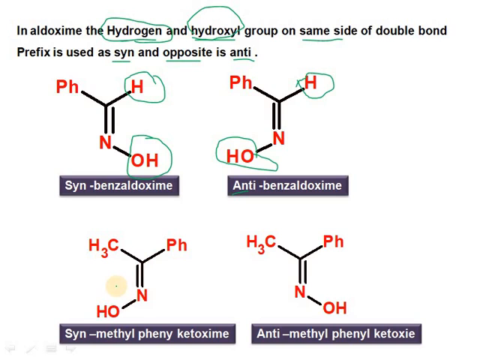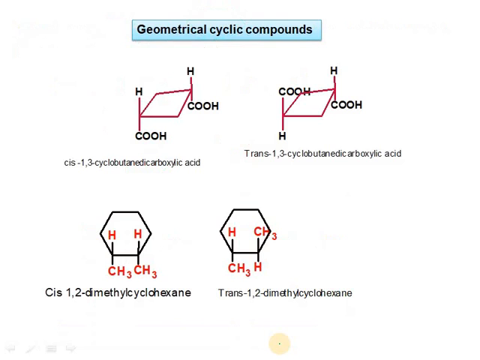Another example is here. In this other compound, the methyl and the OH are on the same side, so the prefix we use is syn. And when the higher priority group and this OH are on opposite sides, the prefix we use is anti, anti-methyl ketoxime. Now the next type: we have seen that geometrical isomers are also shown by cyclic compounds.